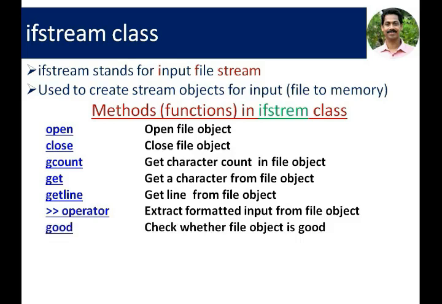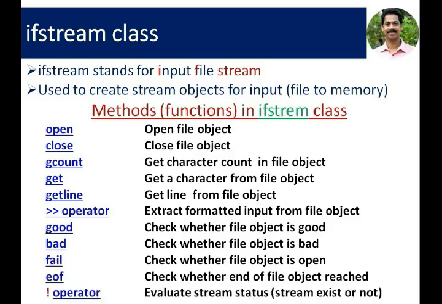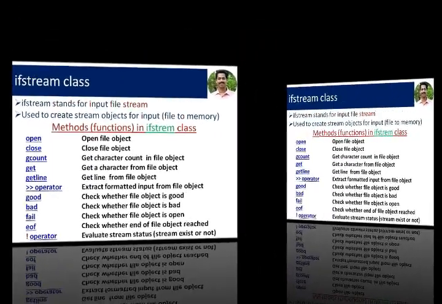Then the good function checks whether the file object is good. Bad checks whether the file object is bad. Fail checks whether the file object is open, whether the opening is a success. EOF stands for end of file. It checks whether end of file is reached. The not operator is used to evaluate the stream status. Validation of a stream object can be done by the not operator. We can go through all these operators later.